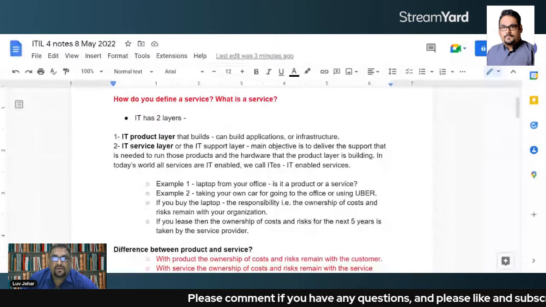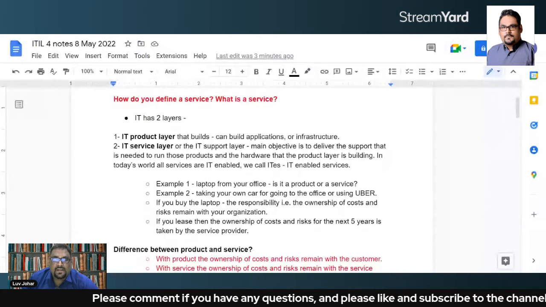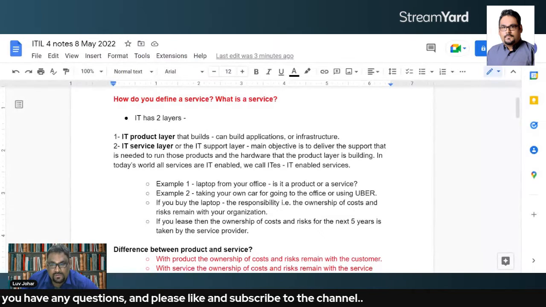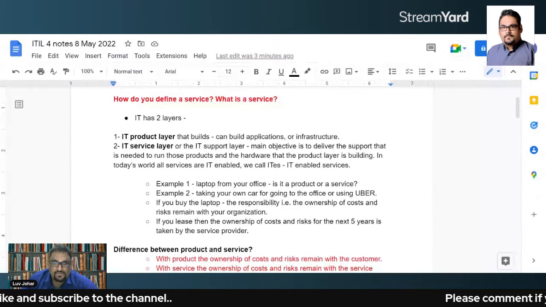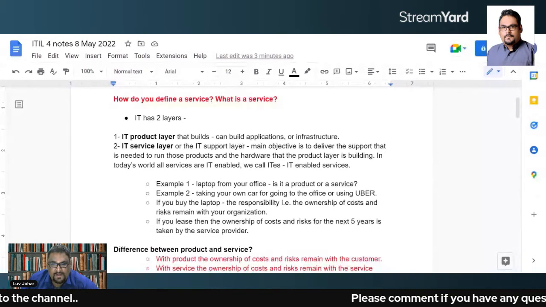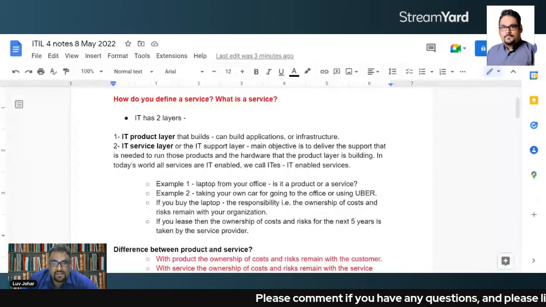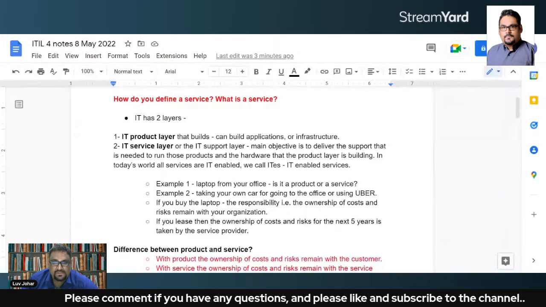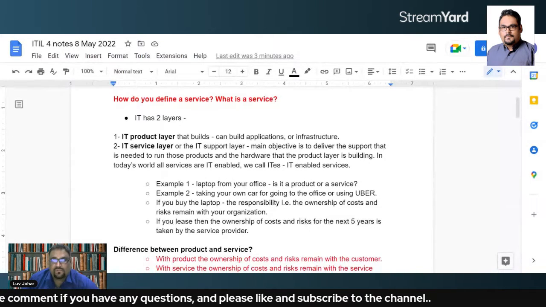Because in a lease, if there is any breakage, any physical damage to the laptop, any liquid spillage, you simply replace the laptop. You simply ask the service provider that this laptop has gone bad, and as per the SLAs in the lease contract, you will get a replacement laptop, as simple as that.